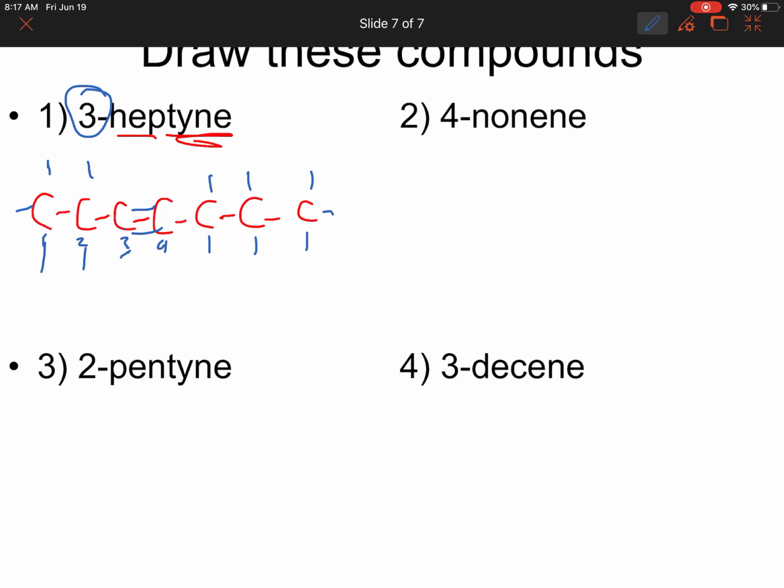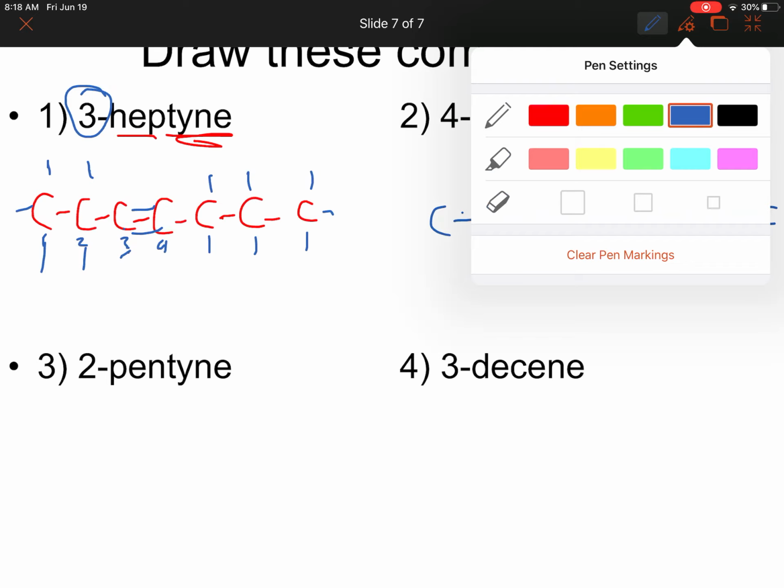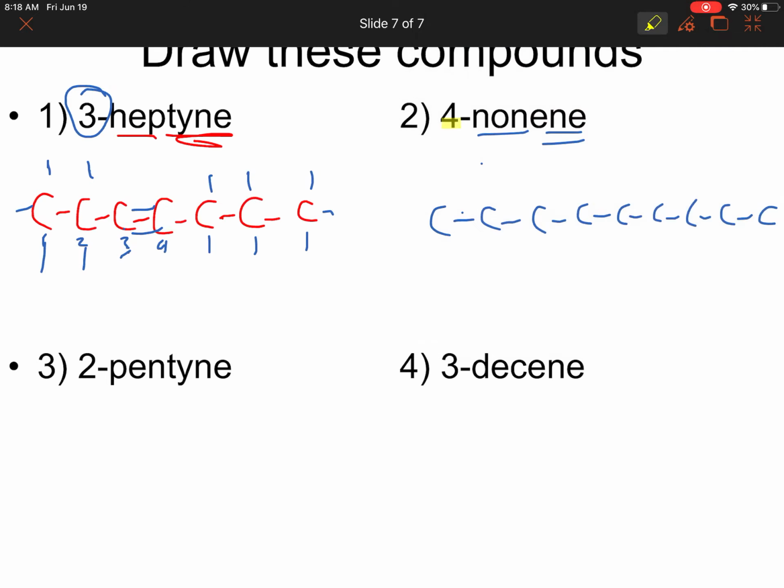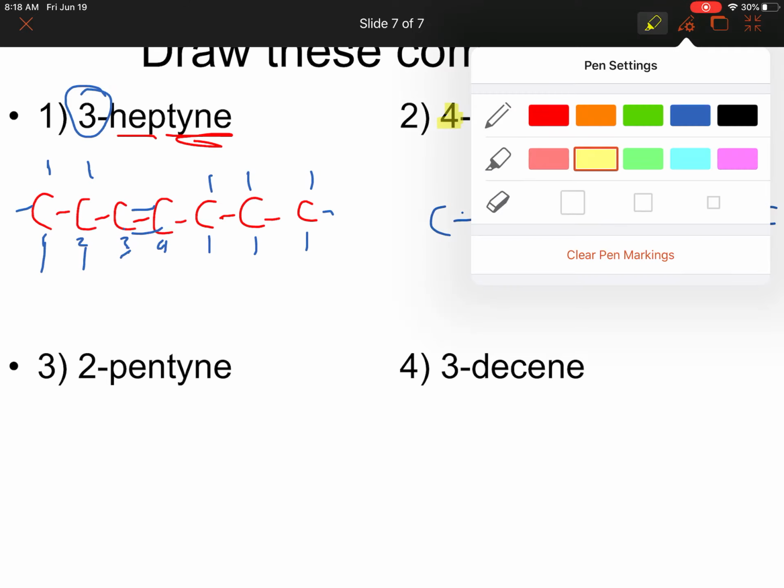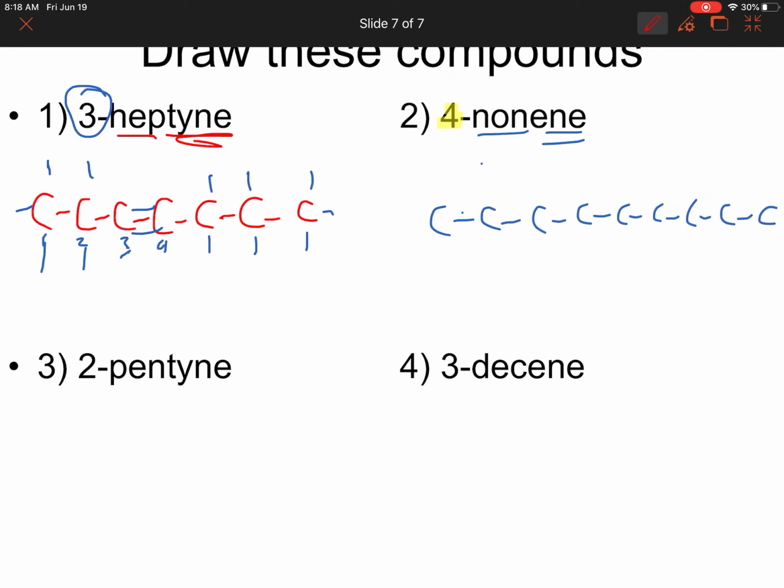Okay, press pause and then try 4-nonene. Okay, non is 9 carbons. 4, 5, 6, 7, 8, 9. Ene means it's a double bond. Where's the double bond located? Double bond is located on the number 4 carbon. 1, 2, 3, 4. Counting from the left. Put a double bond there.